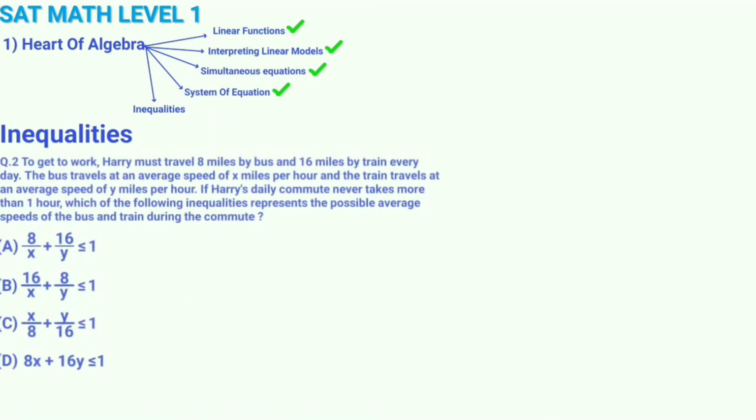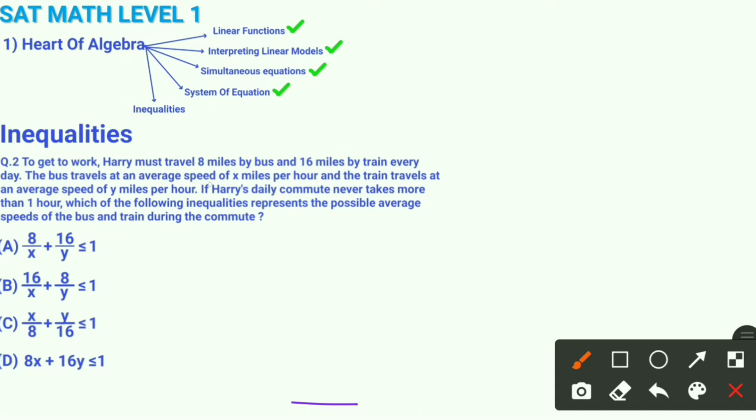Question 2. To get to work, Harry must travel 8 miles by bus and 60 miles by train every day. The bus travels at an average speed of x miles per hour and the train travels at an average speed of y miles per hour. If Harry's daily commute never takes more than 1 hour, which of the following inequalities represent the possible average speed of the bus and train during the commute?